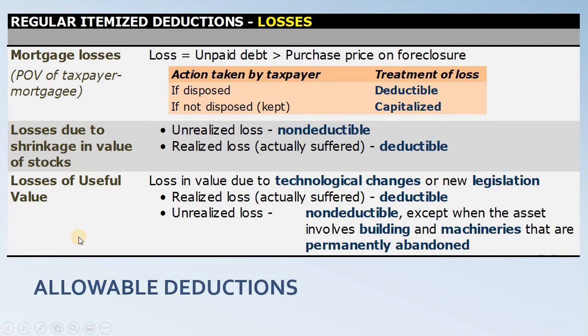So same goes with shares of stock. So losses due to shrinkage in the value of stocks. Once the decrease in the fair value is unrealized, it is still non-deductible. Again, when we say unrealized, the loss is not yet actually suffered because it is not yet sold. So by the time the shares of stocks are sold, then the sale resulted to a loss. That is the time the loss is a realized loss. So that will be a deductible loss.